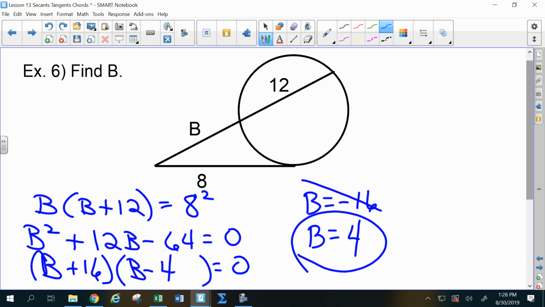Now, if we had a problem where the segment was 2 minus b instead of b, would 4 have worked if that was a segment? Because then the segment would be negative. It's not whether the variable is positive or negative, it's whether the segment is positive or negative. So any remaining questions? We've covered a lot today.